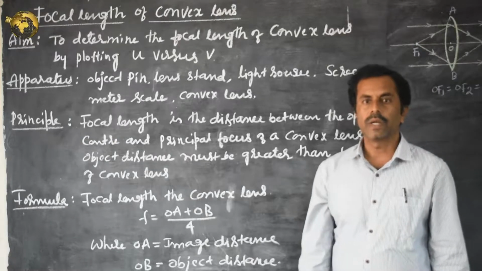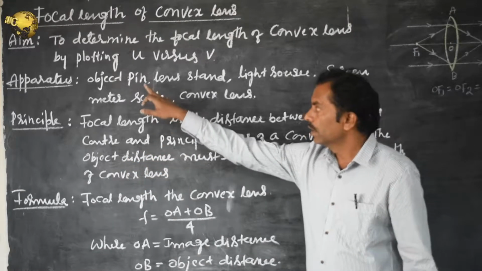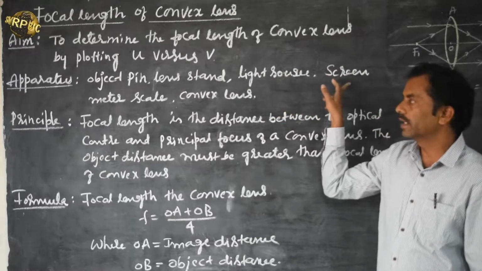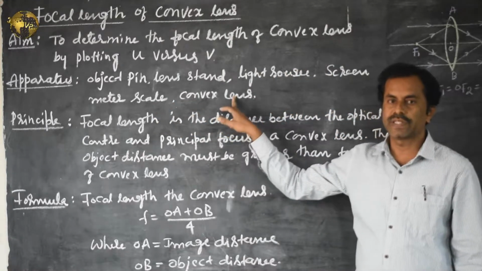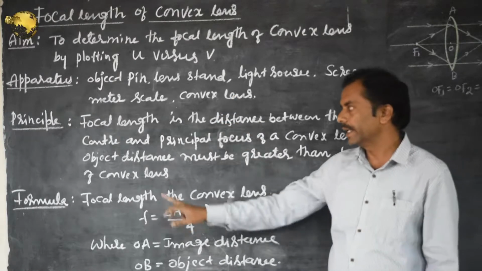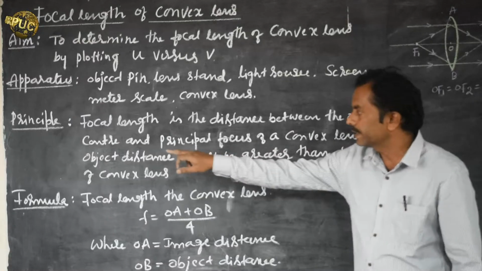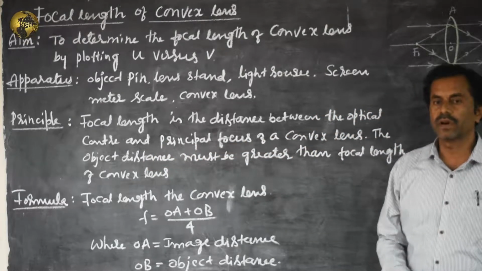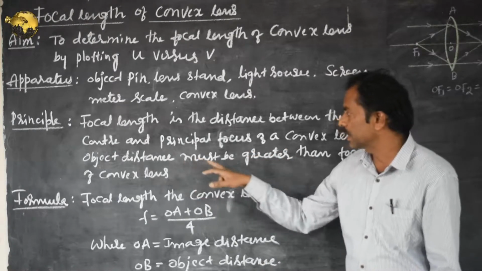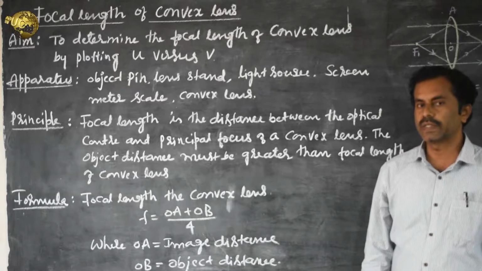The apparatus required to perform this experiment are object pin, lens stand, light source, screen, meter scale and convex lens. The principle behind this experiment is that focal length is the distance between the optical center and principal focus of a convex lens. The object distance must be greater than the focal length of a convex lens.